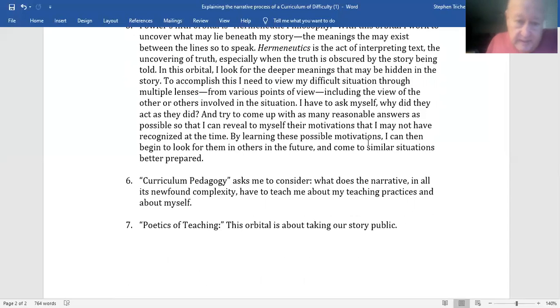Orbital 6 is curriculum pedagogy. And basically this is simple. This asks, what does the narrative, in all its newfound complexity, teach me? We don't do this until we're pretty satisfied with our new narrative, right? So what is it teaching me about myself and my teaching practice? And 7 is making public. Providing it to me is not making it public. We don't necessarily have this opportunity. Some of you might later, particularly if you're in the elementary or secondary program. But this is the poetics of teaching, that final thing. We really don't get there.